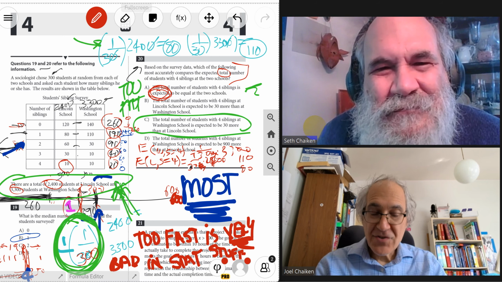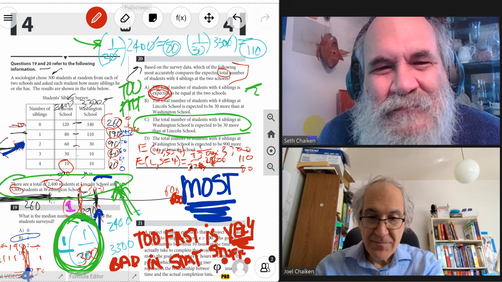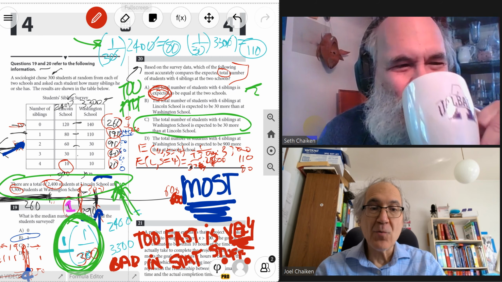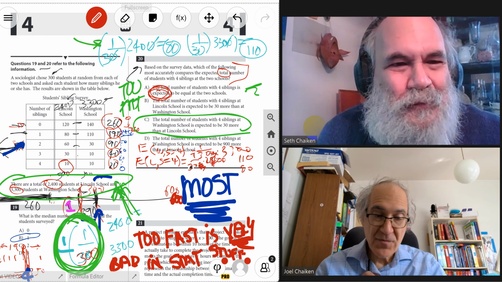Let's see. Two comments. One, you saw in red: if you do a problem too fast, it's very bad in stat stuff. If you're doing a problem too fast, that's a warning that you're misreading it. I should have heeded my own warning.